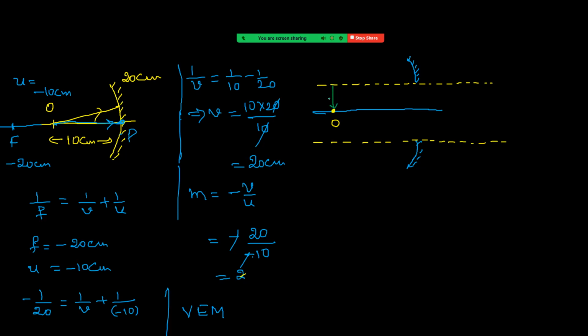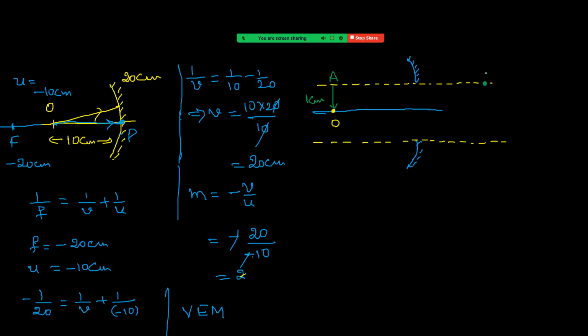an object of height equal to 1 centimeter. I am taking this as A. So AO is an object of height 1 centimeter. It is below the axis, right? And you can see magnification, we got plus 2, erect and magnified. Then see what happens.